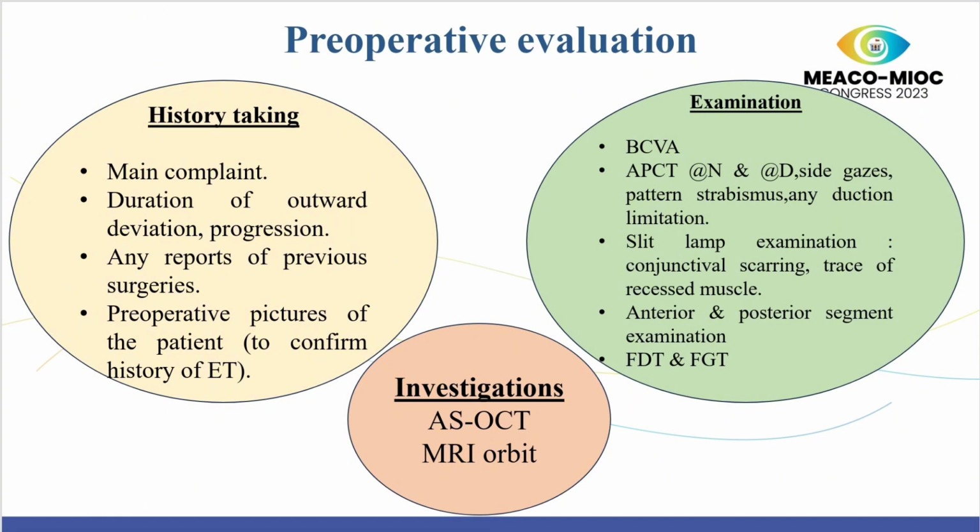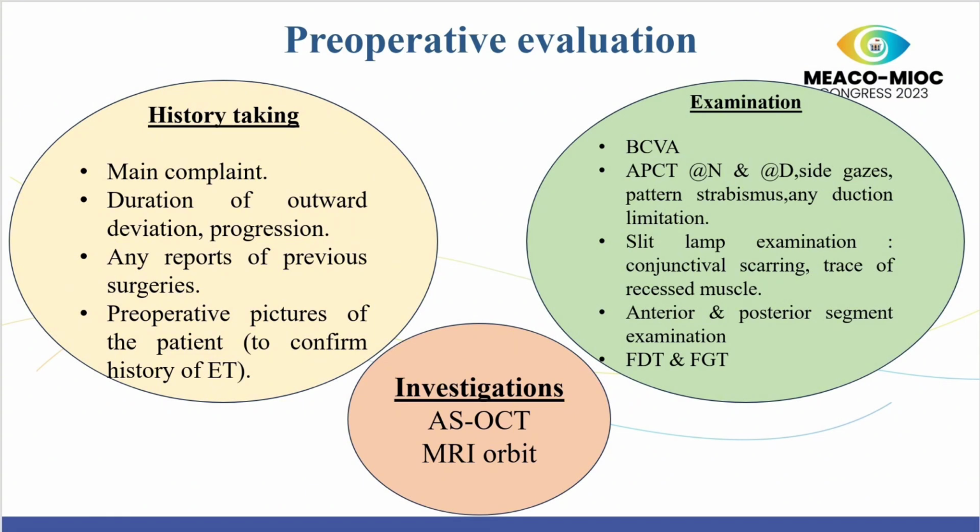Then regarding the examination, we need to check the best corrected visual acuity, alternate prism cover test at near, at distance, side gazes, and to identify if there is any pattern strabismus, any adduction limitations. All these points will help us in deciding whether the patient will need medial rectus advancement or we should tackle lateral rectus and do lateral rectus recession.